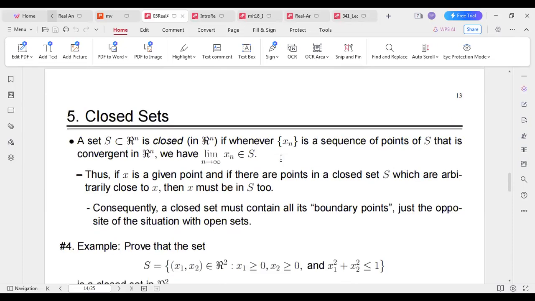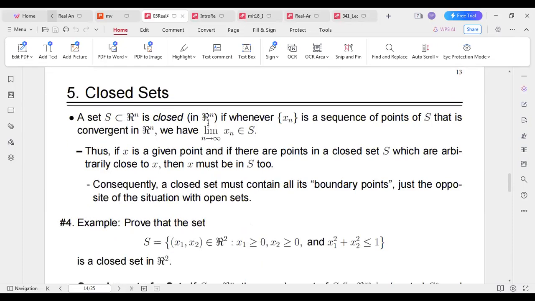Now what is a closed set? A set S, a subset of Rn, is closed if whenever xn is a sequence of points of S that converges in Rn, then the limit as n tends to infinity of xn is an element of S. Thus, if x is a given point and there are points in a closed set S which are arbitrarily close to x, then x must be in S. Consequently, a closed set must contain all its boundary points. This is another property of closed sets, just the opposite of the situation with open sets.